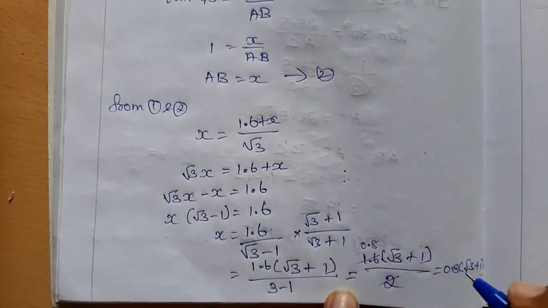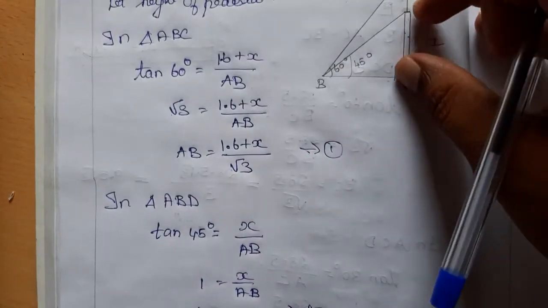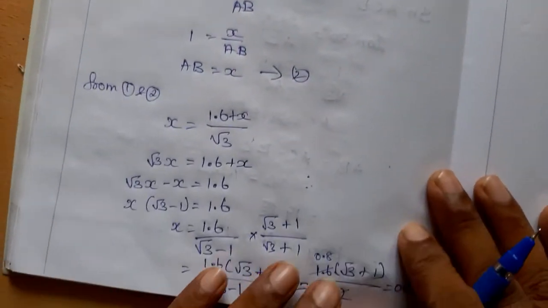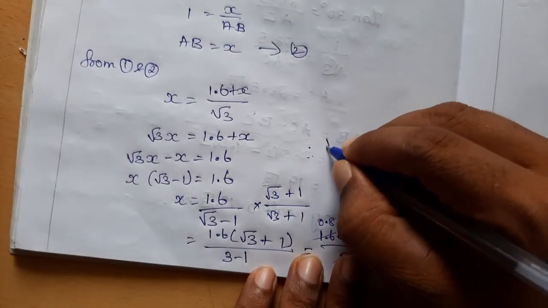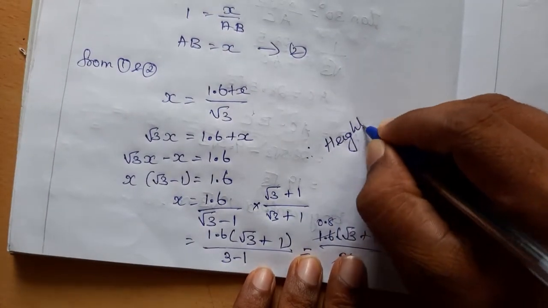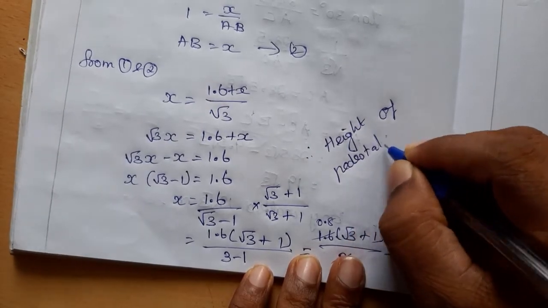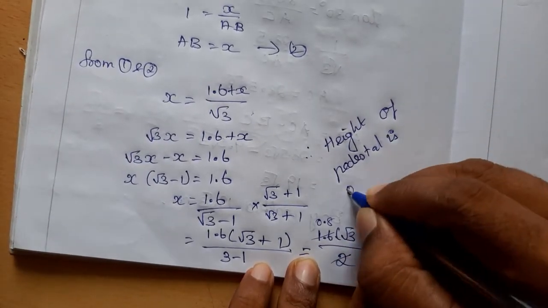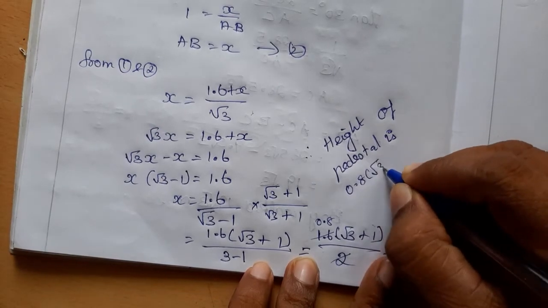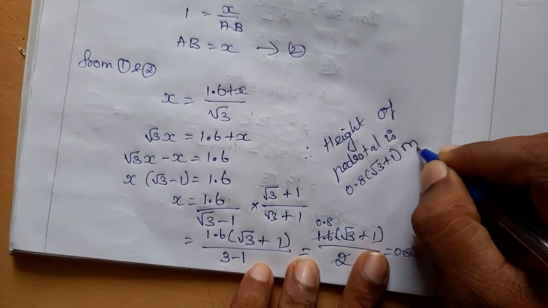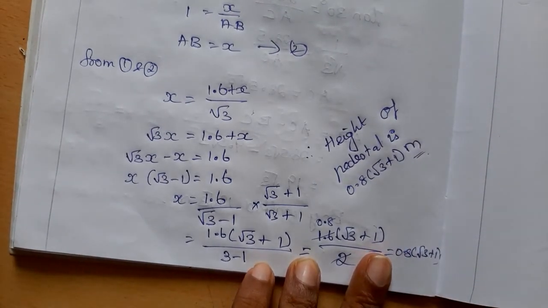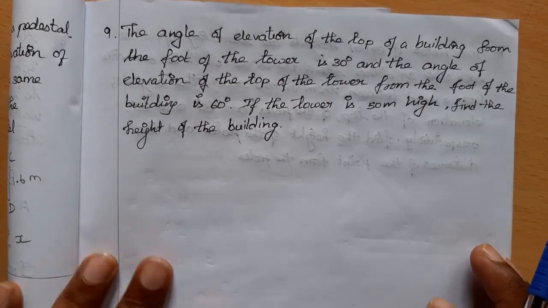So therefore this is what x is, right? X is the height of the pedestal. So therefore the height of the pedestal is 0.8 into square root of 3 plus 1 meter. Unit is very important. So here we come to the next problem.